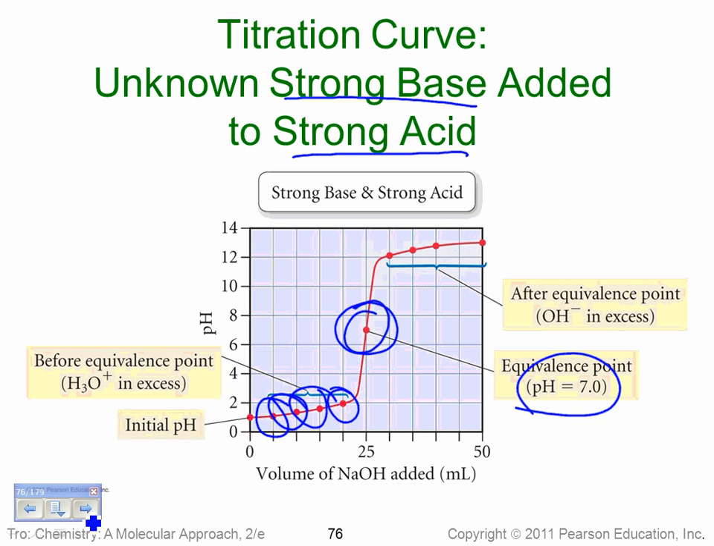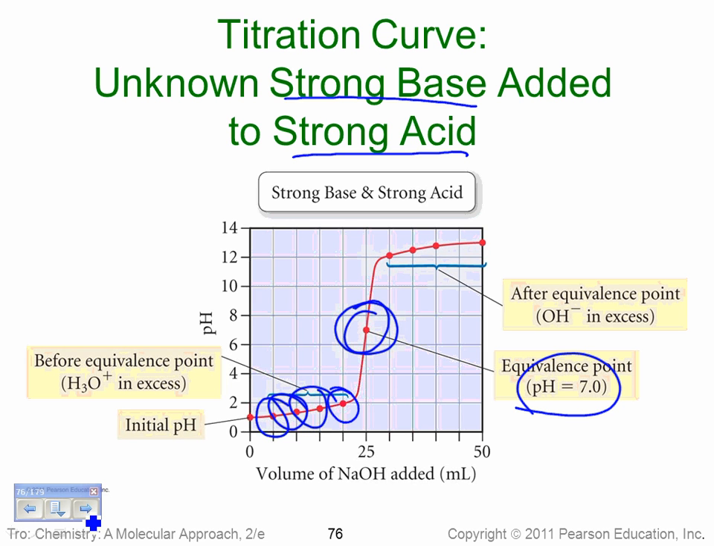So really for a strong acid and a strong base, there's nothing to calculate as far as the equivalence point. Strong acid, strong base, pH 7. Nothing to calculate. In fact, I have nothing to actually calculate with, so I couldn't even do a calculation if I wanted to. But we know where it's going to be. It's going to be at pH 7.